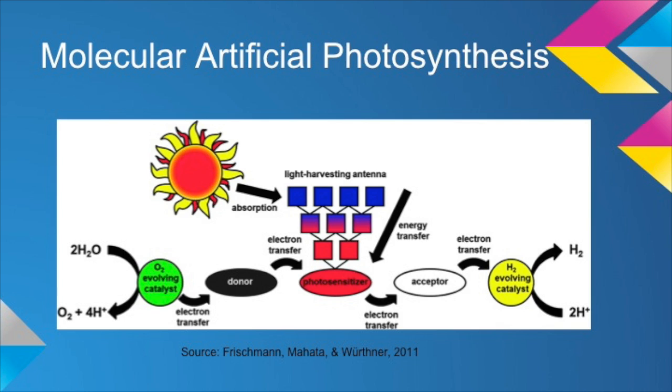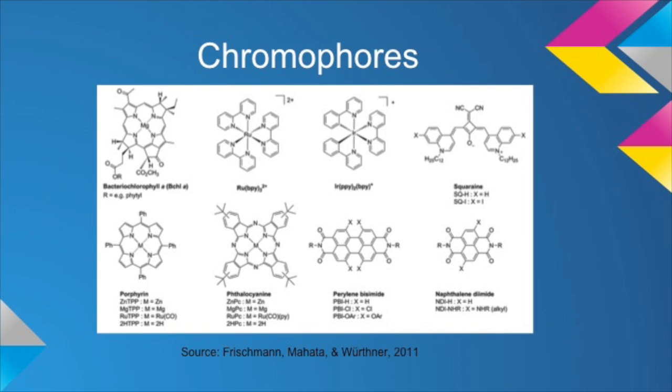Chromophores are molecules that absorb light, and the light harvesting antenna is an organized group of chromophores that allows excitation energy transfer between them. Photosensitizers separate the charges from the chromophores. The first thing that is needed for artificial photosynthesis, according to Dr. Frischmann, is a chromophore. Chromophores should have many qualities, such as a broad absorption spectrum and a long excited state lifetime. However, there is no perfect chromophore.